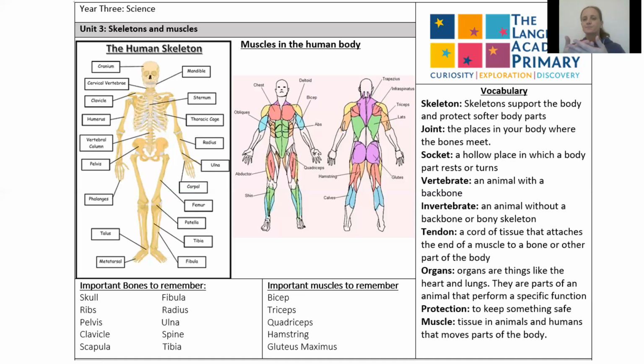Protection. And to protect something is to keep it safe. So our ribs are protecting our organs in our body.